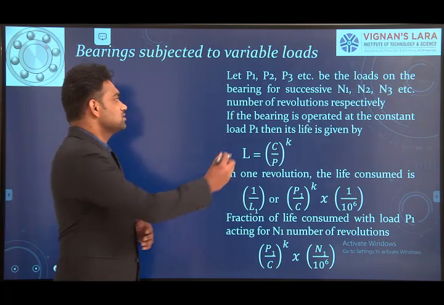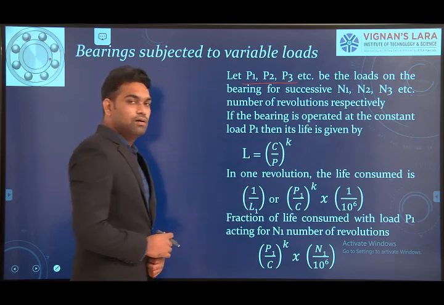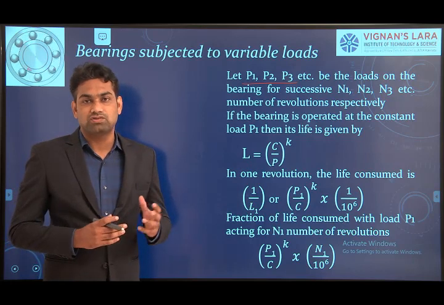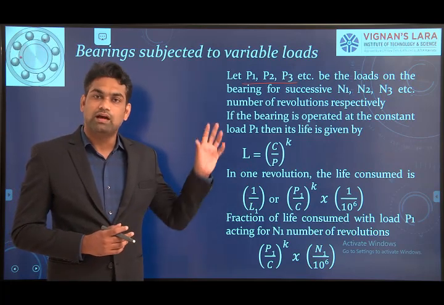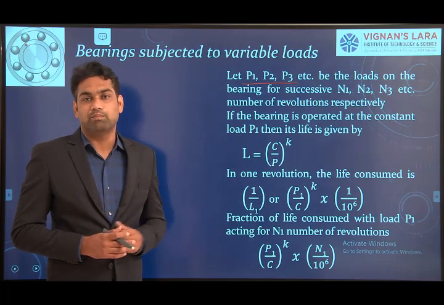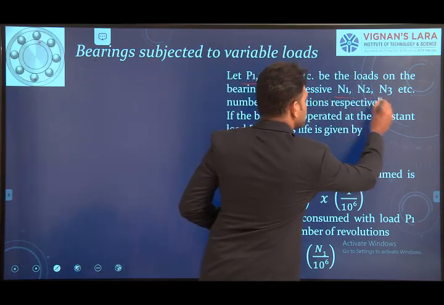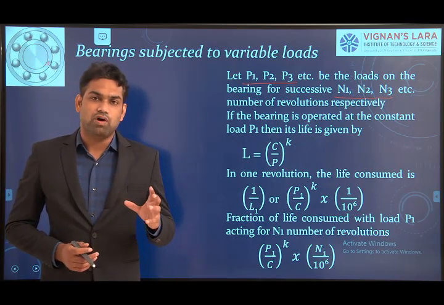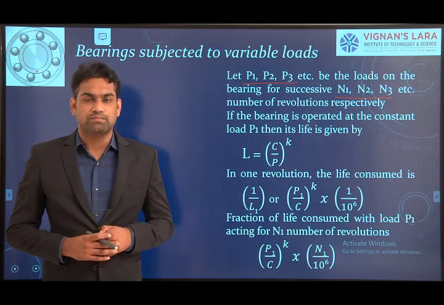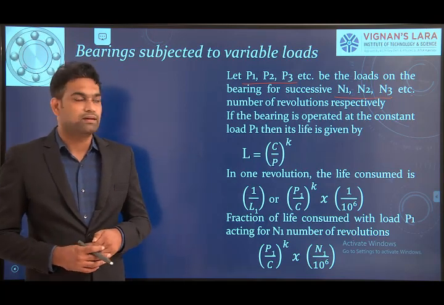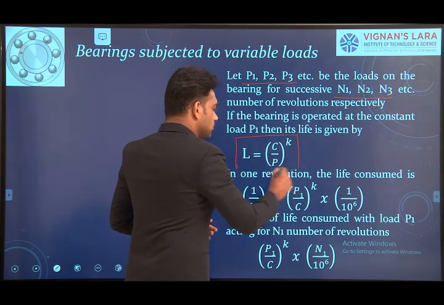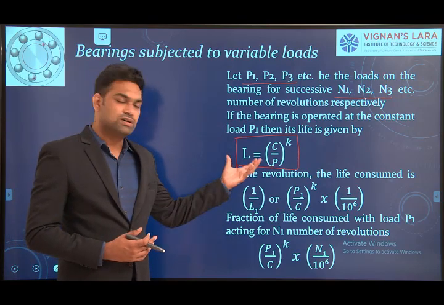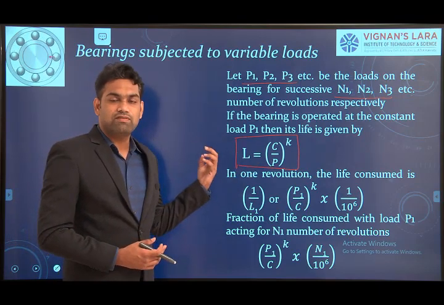For these cases, I take the load magnitudes P1, P2 and P3 acting on the bearing for the successive time intervals T1, T2, T3 and the speeds N1, N2, N3, that is, the number of revolutions. We also know that if the bearing is operating under working loading conditions, the total life of the bearing can be calculated using the relation L equal to C by P whole power K million revolutions, as we discussed in the earlier case. This is the total life of the bearing in million revolutions.